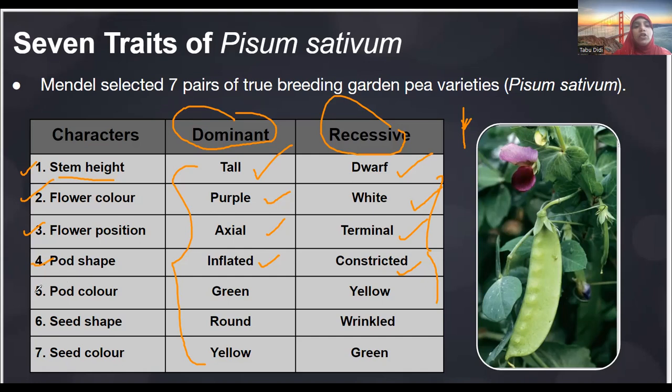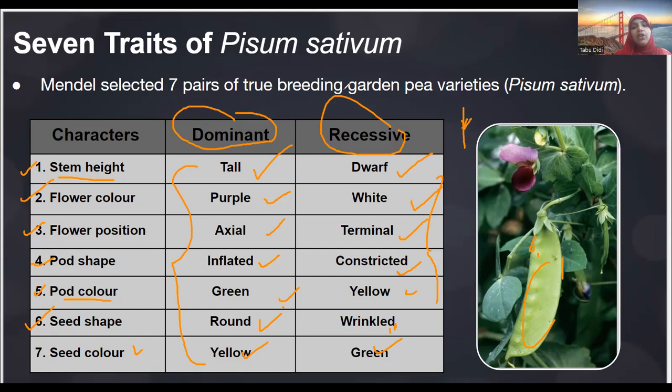Then you might also have observed the pod color. Some are greenish and some are yellowish. So green is dominant and yellow is recessive in nature. Then also seed shape, that is the peas inside the pod. You might have seen green round, yellow round colored, and then the opposite trait, wrinkled. And the color of the seed can be either yellow or green.